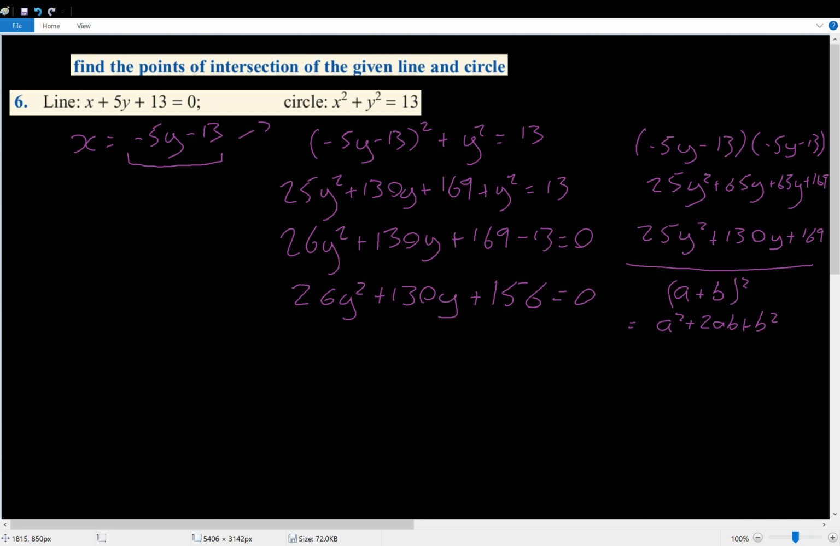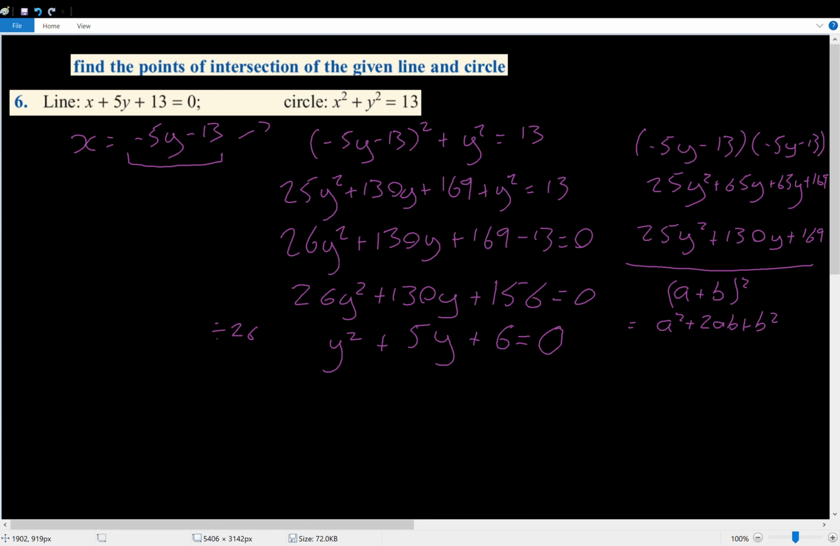Now we're going to have to factorize this from here, but that is a thoroughly inconvenient set of numbers to try and factorize. But each one of them is actually divisible by 26. So 26y squared divided by 26 is just going to be y squared. And then 130 divided by 26 is going to be 5, so we have 5y. And then 156 divided by 26 is going to be 6. We get equal to 0 like that. And now we've got a much easier quadratic to factorize.